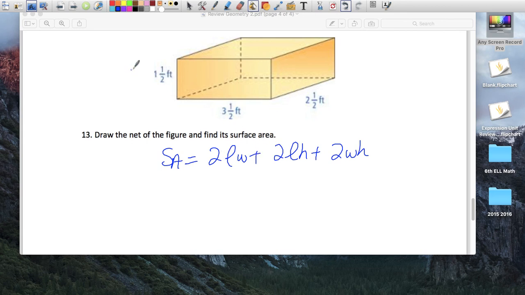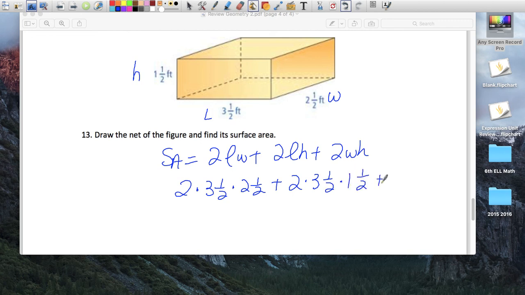Okay, so now you get to substitute. So this is the height, this is the length, and this is the width. I have everything labeled. I substitute. And you get 2 times the length, which is 3.5, times the width, which is 2.5, plus 2 times the length again, which is 3.5, times the height, which in this case is 1.5, and finally 2 times the width, which is 2.5, and the height 1.5. And there it is.